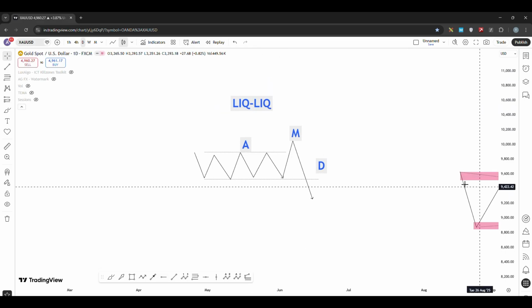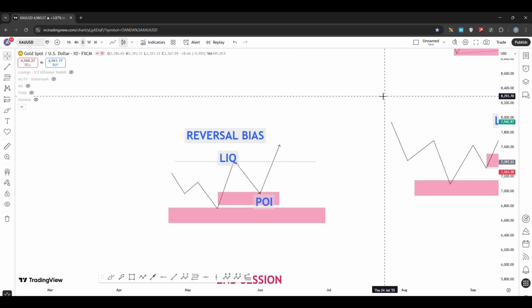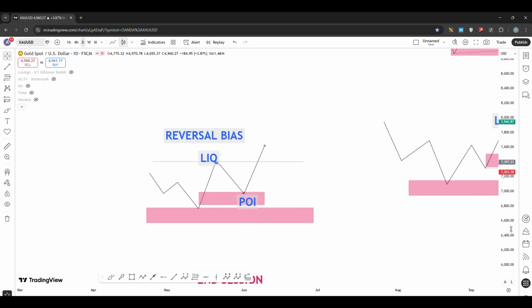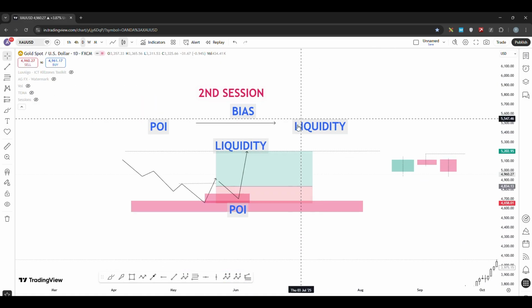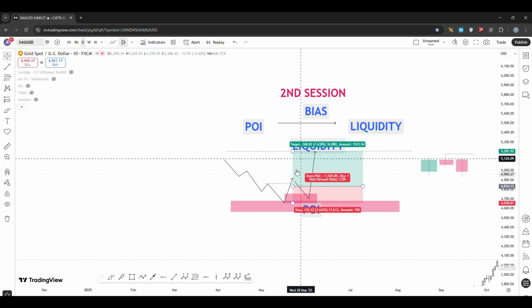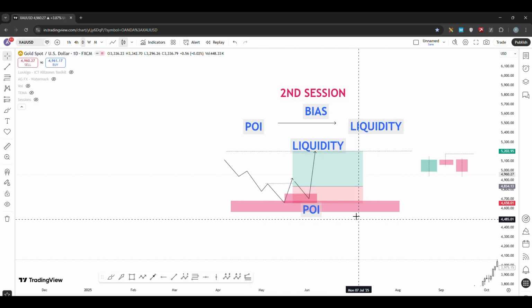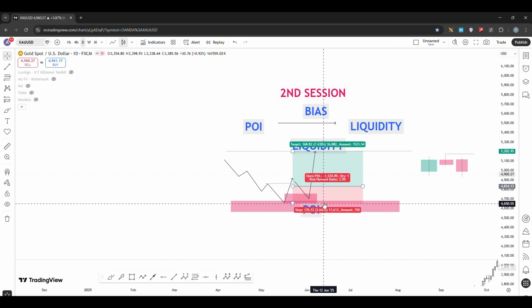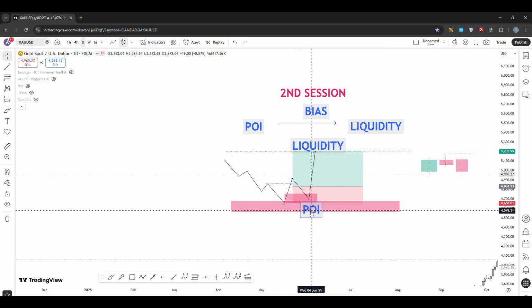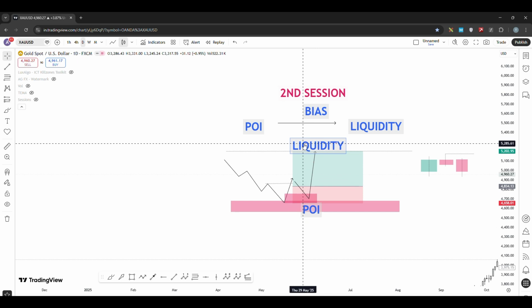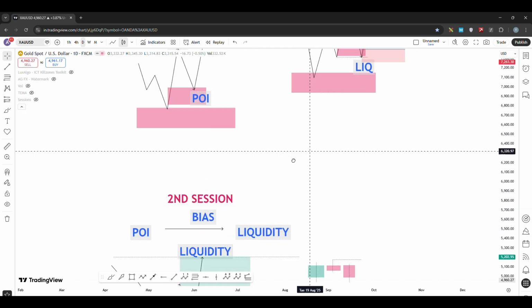Now, what are the structures that we'll be looking to trade? So it's going to be our bias. This is what we'll be looking to trade. Between a POI and a liquidity, we will mark our POIs, we'll mark our liquidities, we'll look for entries from our POI using market structure shift, and we'll target the liquidity. This is what we will trade.